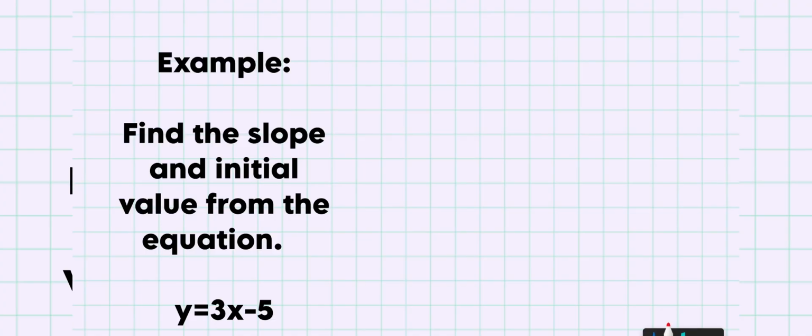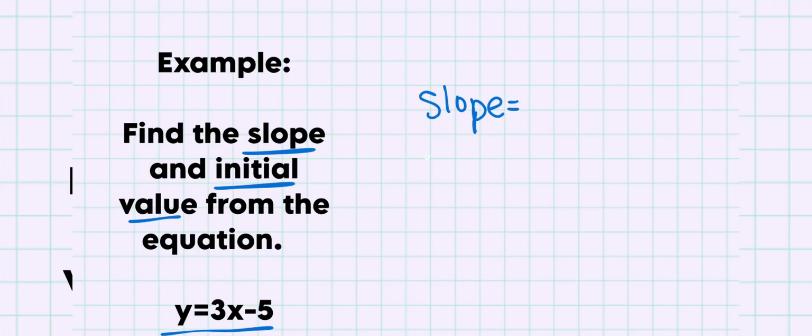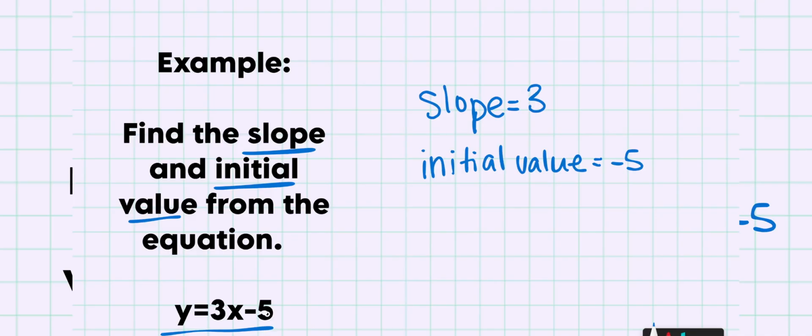Okay, now we're going to go backwards. So here they're asking us to find the slope and the initial value from this equation. Our slope we can identify by where it is in the equation, and our slope is 3, a positive 3. And then our initial value is -5.